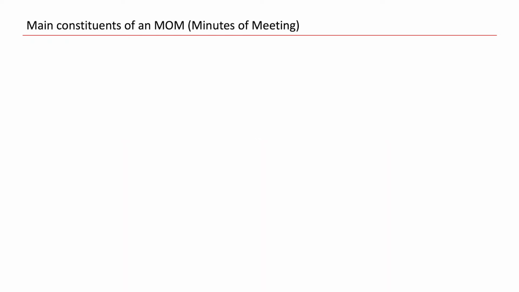Let's look at some main components of a well-written MOM. The first is date of meeting. An MOM must mention the date on which the meeting was held. It is helpful in maintaining a chronological record and is great for recurring meetings as it helps generate a timeline view.